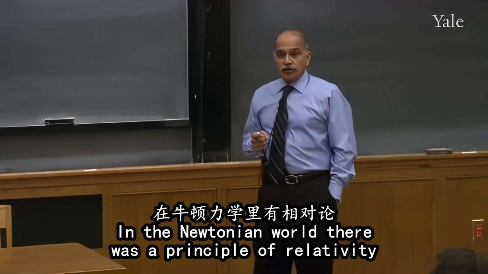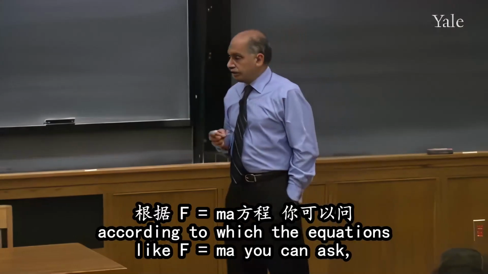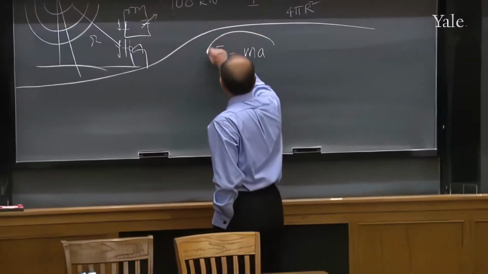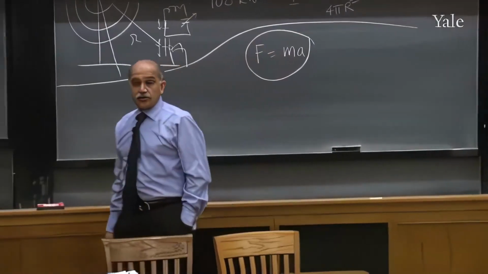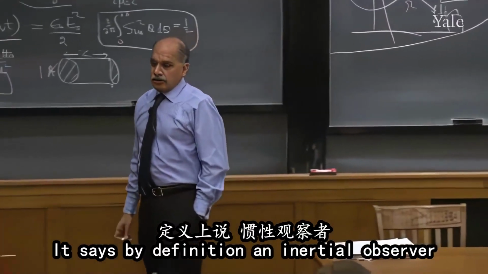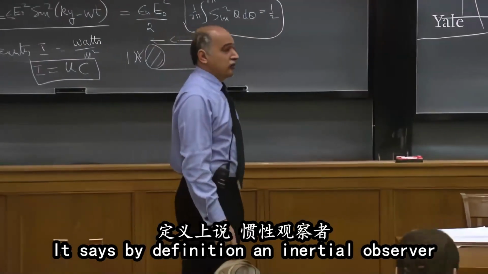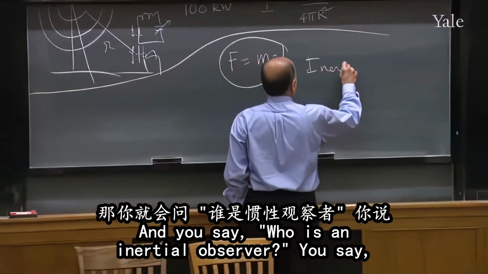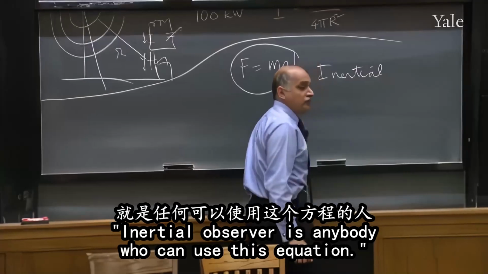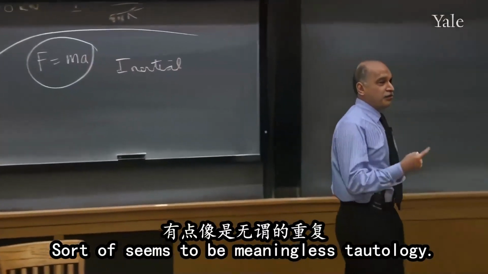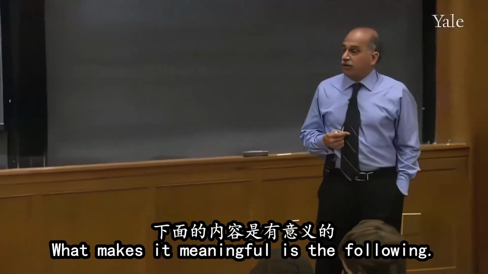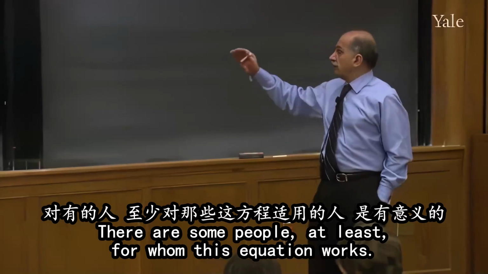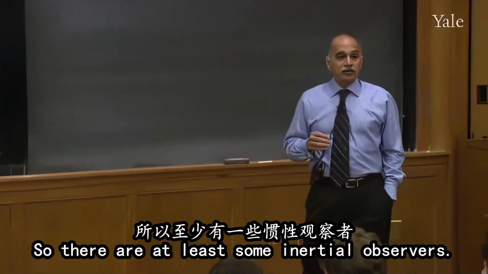In the Newtonian world, there was a principle of relativity according to which the equations like F equals ma, you can ask, who is allowed to use this equation? It says, by definition, an inertial observer can use this equation. And you say, who is an inertial observer? You say, an inertial observer is anybody who can use this equation. Sort of seems to be a meaningless tautology. What makes it meaningful is the following. There are some people, at least, for whom this equation works. So there are at least some inertial observers.